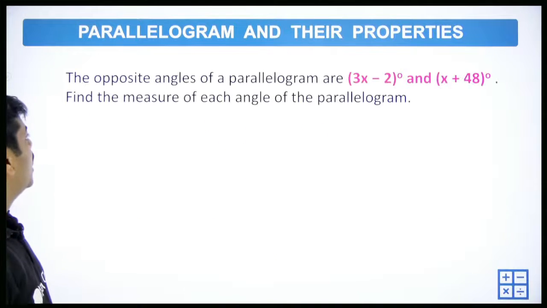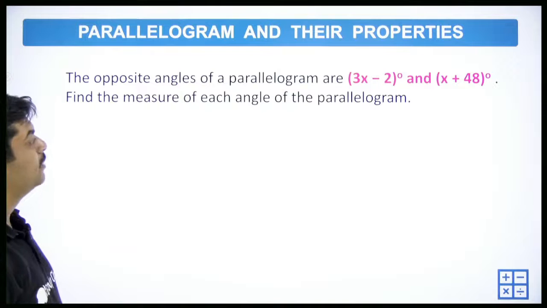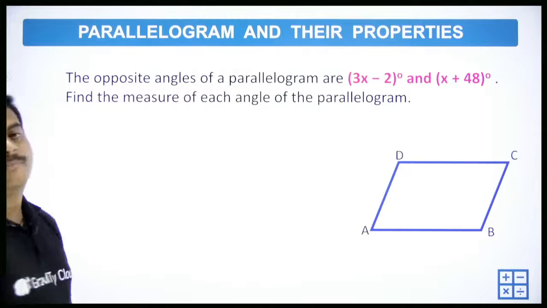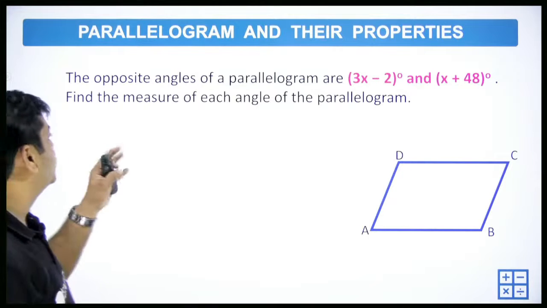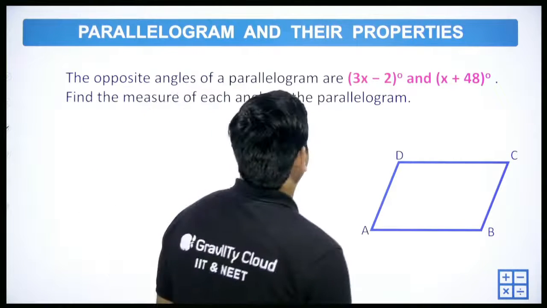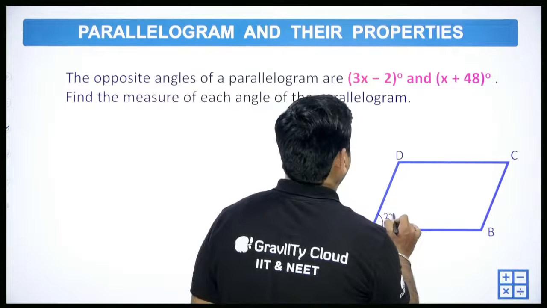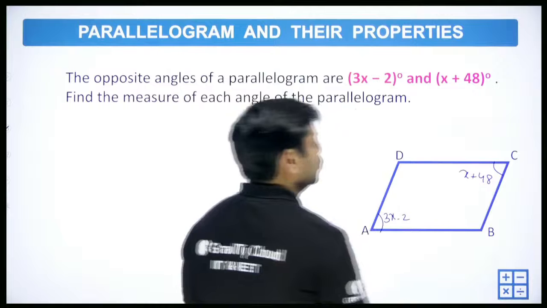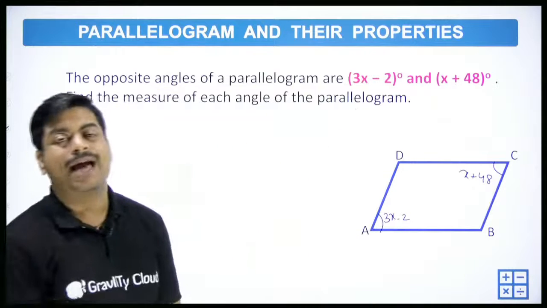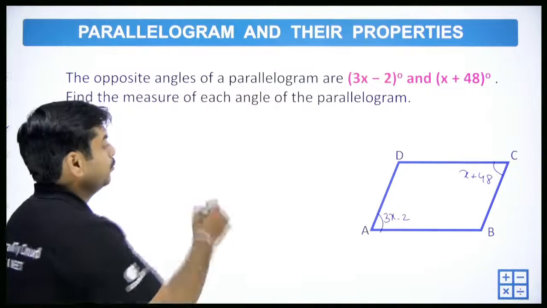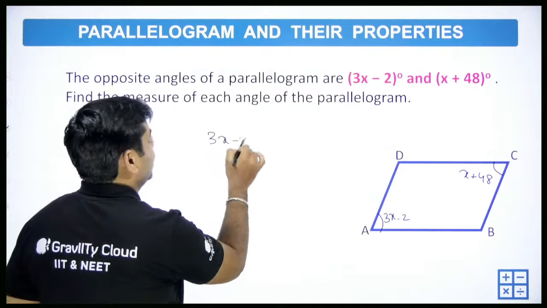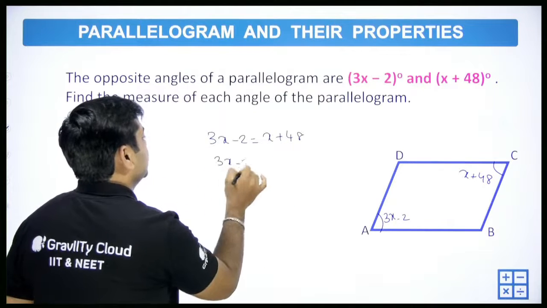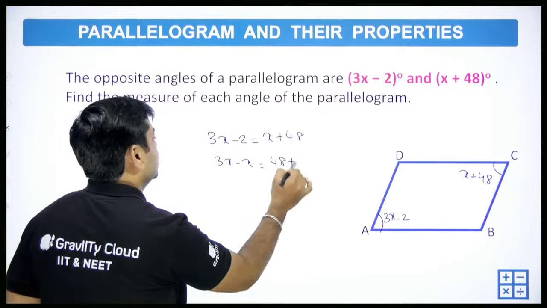The next one. The opposite angles of a parallelogram are 3x minus 2 and x plus 48. Find the measure of each angle of the parallelogram. Once again, opposite angles of a parallelogram are 3x minus 2 and x plus 48, and in a parallelogram these two are equal. So 3x minus 2 is equal to x plus 48. So 3x minus x is equal to 48 plus 2.